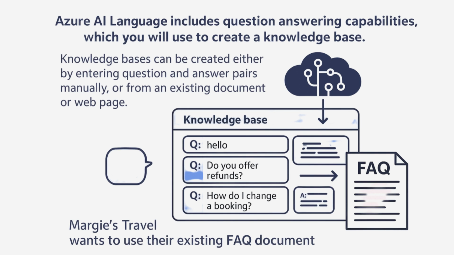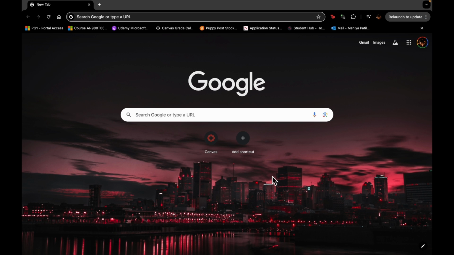Azure AI Language includes question answering capabilities, which you will use to create a knowledge base. Knowledge bases can either be created by entering question and answer pairs manually or from an existing document or web page. Okay, enough background info. Now let's actually make your own chatbot.